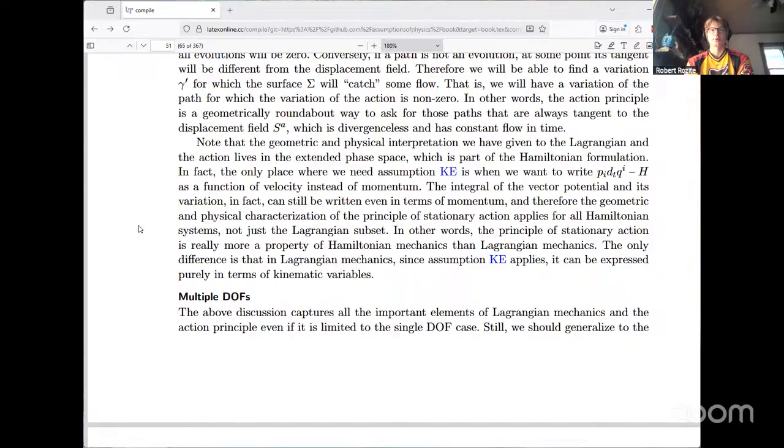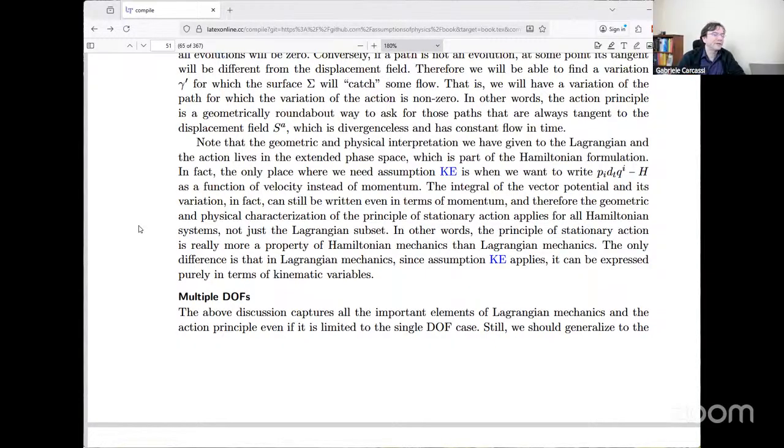In other words, the principle of stationary action is really more a property of Hamiltonian mechanics than Lagrangian mechanics. The only difference is that in Lagrangian mechanics, since the kinematic equivalence assumption applies, it can be expressed purely in terms of kinematic variables.